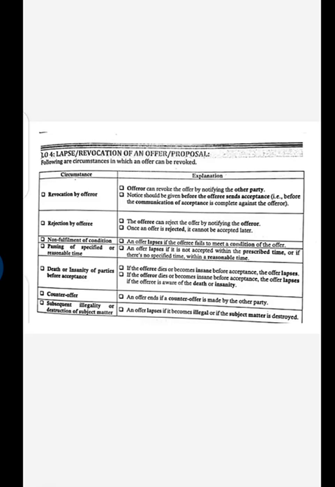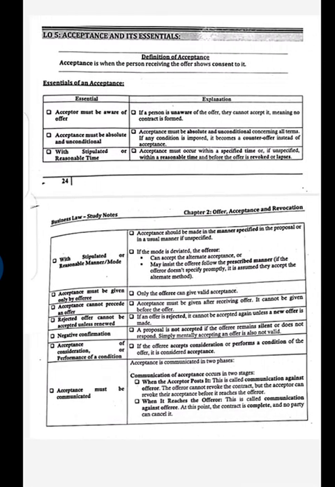Subsequent illegality or destruction of subject matter. An offer lapses if it becomes illegal or the subject matter is destroyed. Suppose we were constructing a building and it is under the occupation of the government, then certainly it will be illegal, it cannot be made an offer, and it will be cancelled at any time.